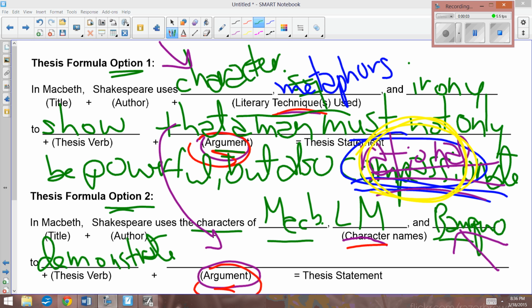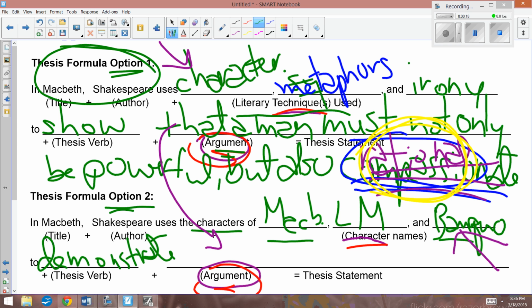Alright, so in our last video I left off right here with a lovely set of thesis formulas that I can work with. So I'm deciding that I'm going to work with option 1 right here, guys. So in Macbeth, Shakespeare uses characterization, metaphors, and irony to show that a man must not only be powerful, but also rational.